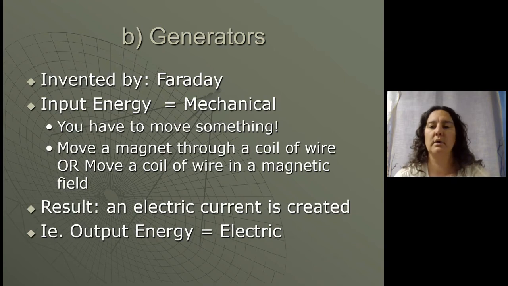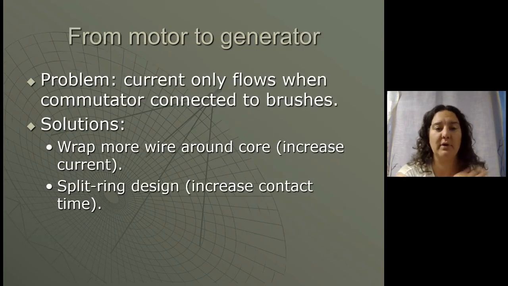So when we're looking at a motor and a generator, the problem is the current only flows when the commutator is connected to the brushes. So there are two ways that we can do this. We can wrap more wire around the core, which increases the current, or we can have a split ring design, which increases the contact time. So we want to increase the amount of contact to increase the amount of current.